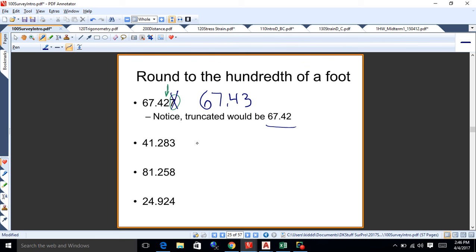All right, how about 41.283? That'll round down to the hundredth, right? Eight is greater than five, five or greater, so that goes up. 24.924 goes down, okay? Good with that?